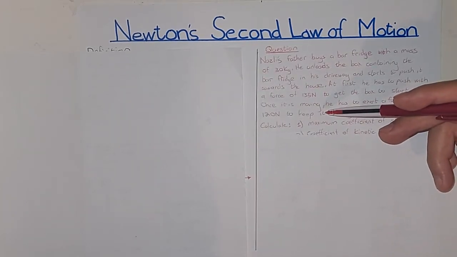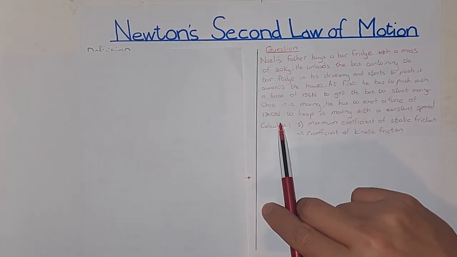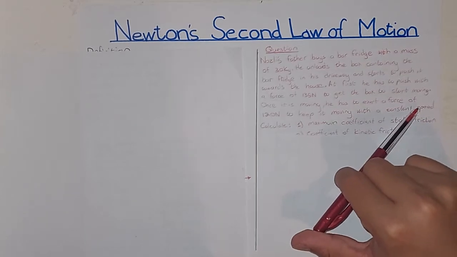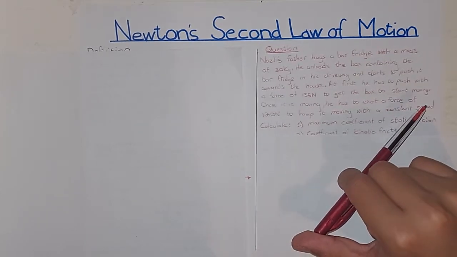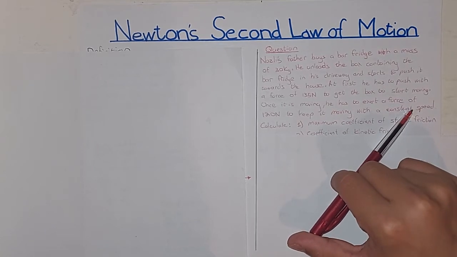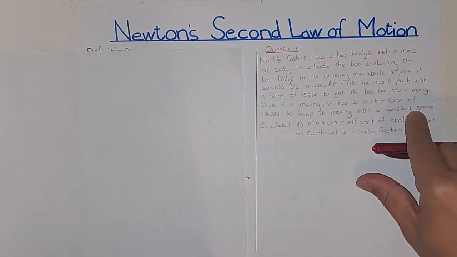Once it is moving, he has exerted a force of 120 newtons to keep it moving. So now that he has overcome static friction, we are looking at kinetic friction, because there's 120 newtons to keep it moving with a constant speed. And what do we know about constant speed again? We know that when there's a constant speed, my F net is equal to 0, because acceleration for constant speed is 0.